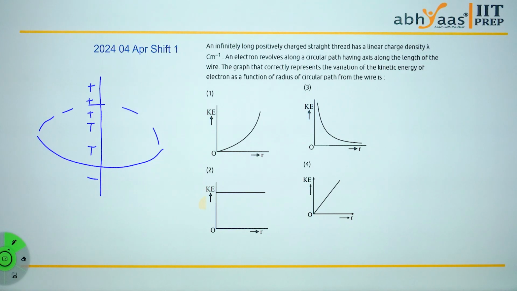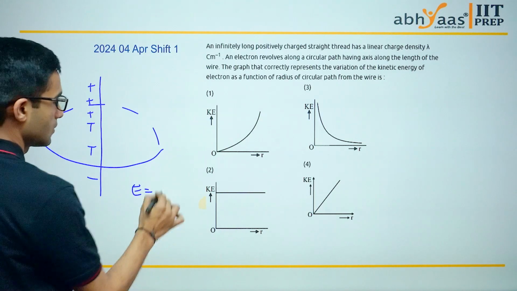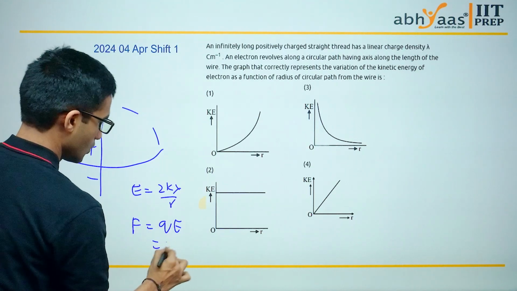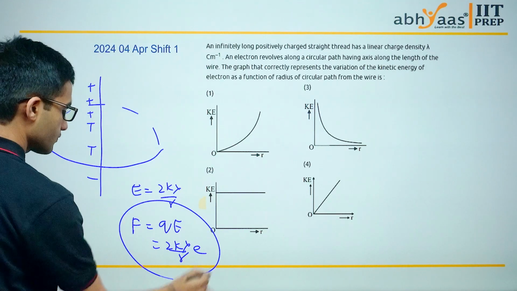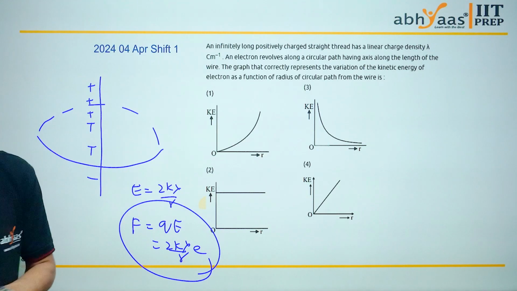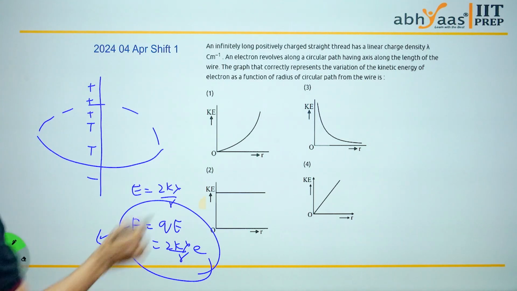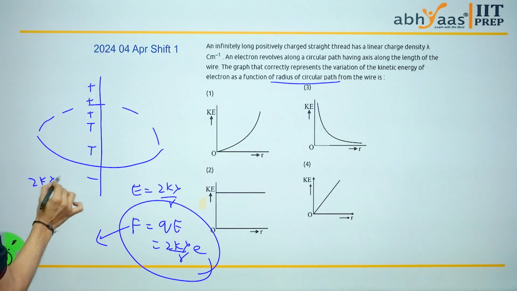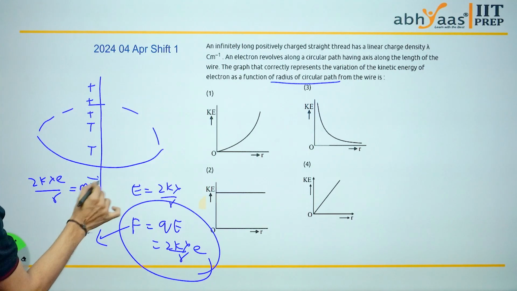The electron has its orbit axis along the length of the wire, and the graph is being shown. Here the electric field is 2kλ/r. So force is equal to qE, that is 2kλ/r times e. This force is providing the centripetal force for the electron to move along a circular path.